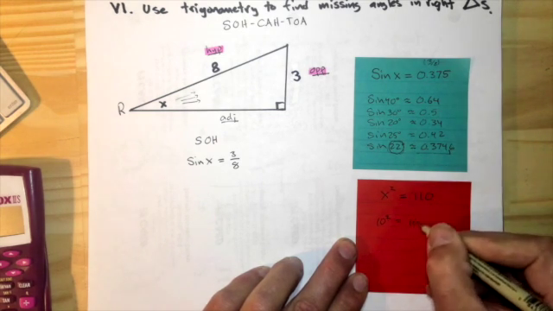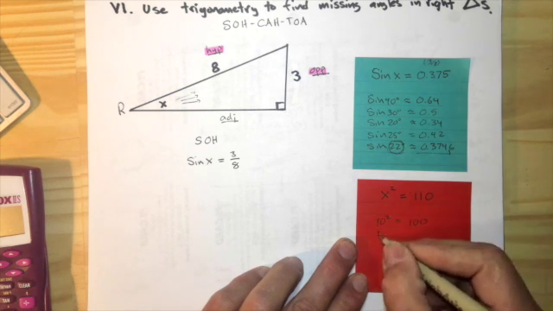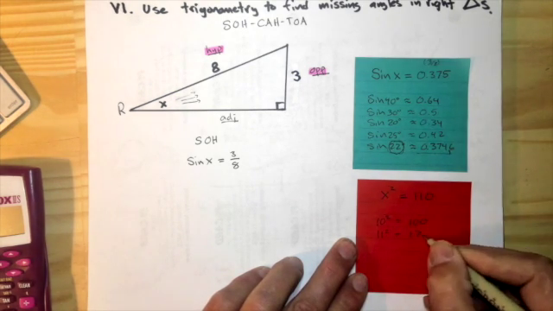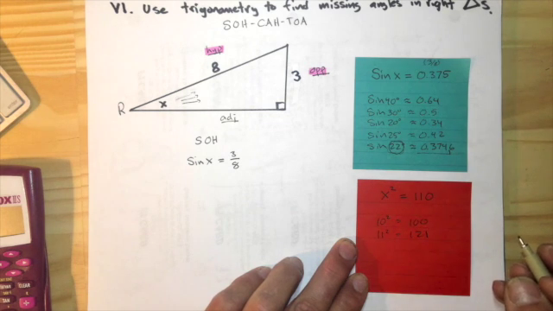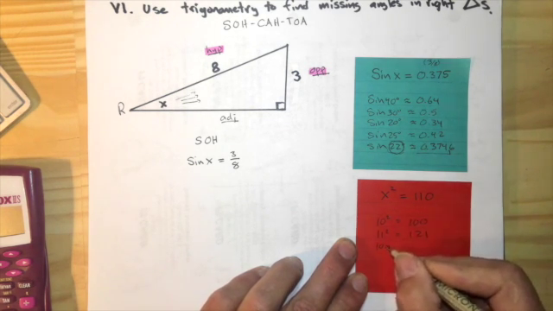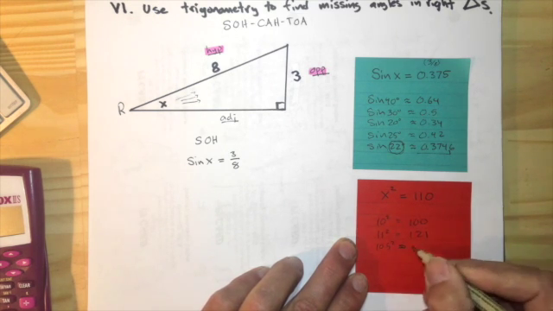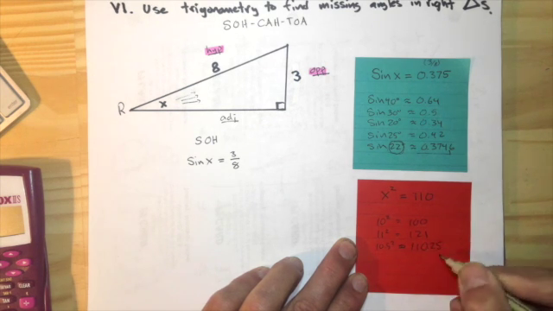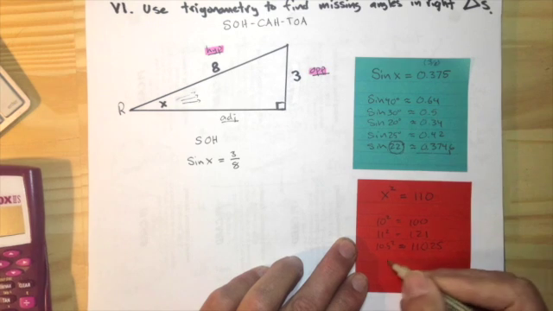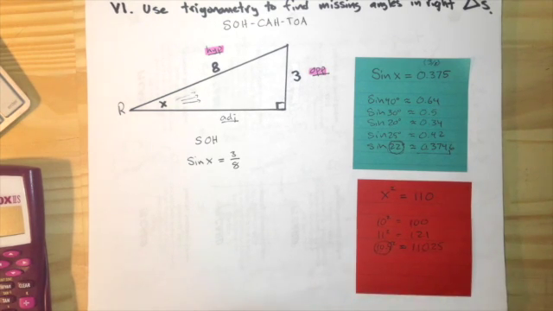10 squared is 100. Well, that got me pretty close, but it needs to be a little bit bigger than that. So 11 squared is 121. Well, maybe it's in between 10 and 11, so maybe it's 10.5 squared, and that actually equals 110.25, which is just a quarter over. So my angle, my x, is approximately 10.4.